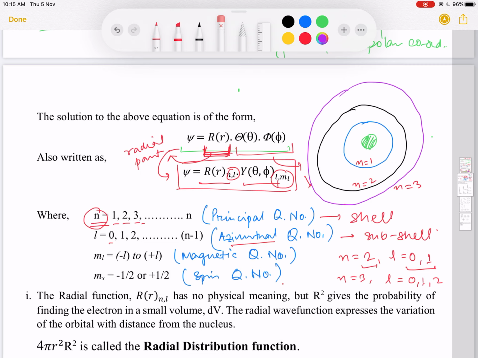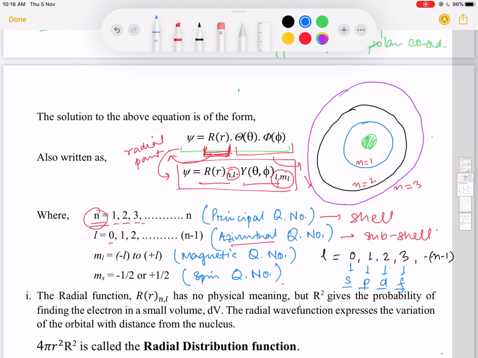One more thing, L can have values 0, 1, 2, 3 up to n minus 1. It will be 1 less than n. You see, 0 means S, 1 means P, 2 means D, and 3 means F. These S, P, D and F are your subshells.